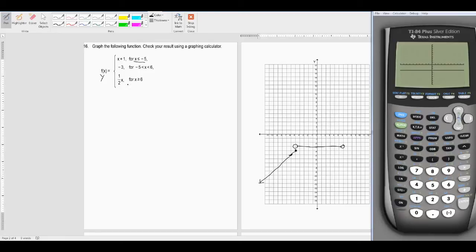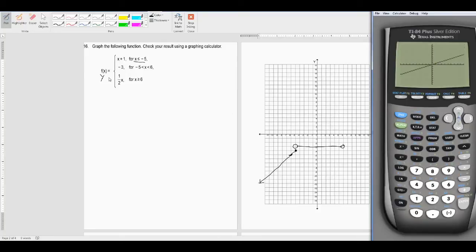Now we have one more piece to do, and that's 1/2 x, and that's for x greater than or equal to 6. Now, once again, I can use my graphing calculator to help me out a little bit. I like to use parentheses with fractions. You may or may not need to, it just depends on your calculator, but I like to just to be safe. And hit graph. And it's going to have a slope of rise 1, run 2.